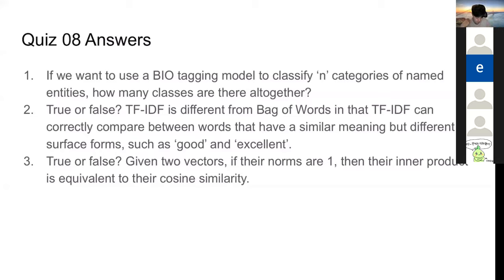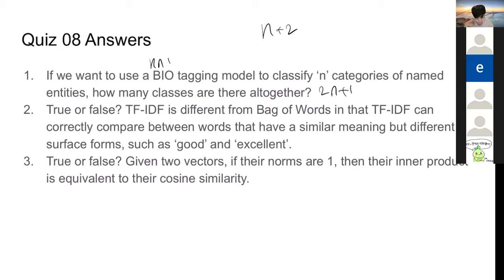All right, so question number one. If we want to use a BIO tagging model to classify N categories of named entities, how many classes are there altogether? Well, the answer is we need N for B, N for I, and one for O, so it will be 2N plus one. Sometimes some people try to do this in a way that they have different B's, but the same I. In that case, it'll be N plus two, but that wasn't in the options. So you know that this has to be 2N plus one.